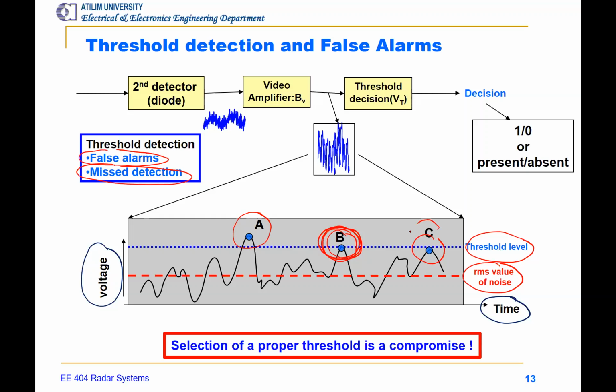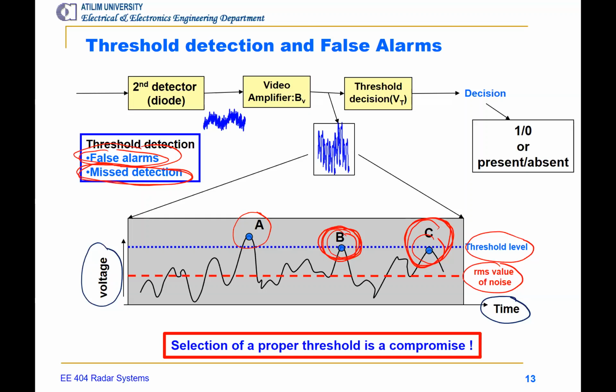If, for example, at point C, this is an echo signal, but we declare that that's noise, then that's going to be misdetection. This is actually a signal due to the target, but we decide that that's noise, which means that we missed an echo signal. So that's called misdetection. Now, this might happen in any radar system, and it happens frequently.